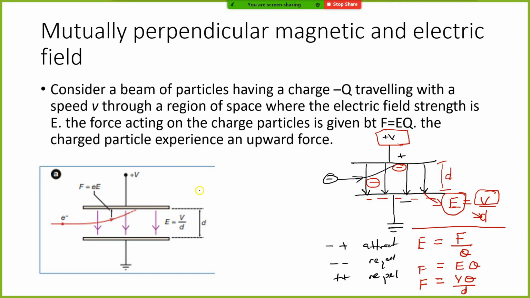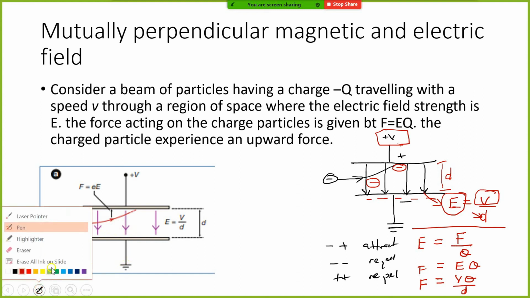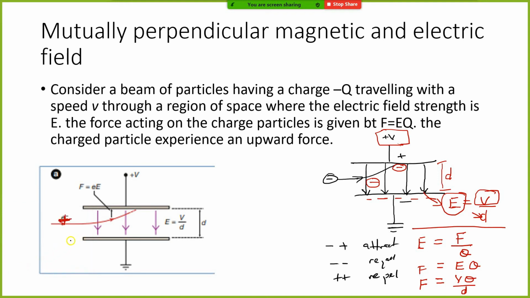Now, just for argument's sake, what if this was a positive charge? What do you think you would see happening here? If my charge is now positive, what would be the change that would have needed to be made right here?